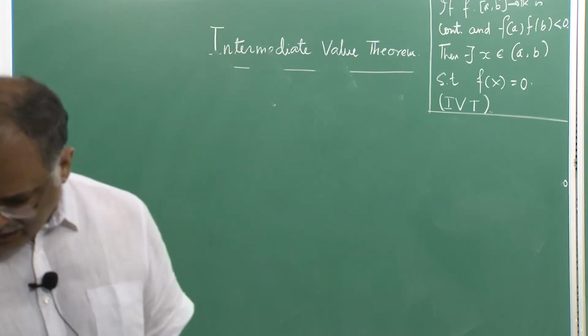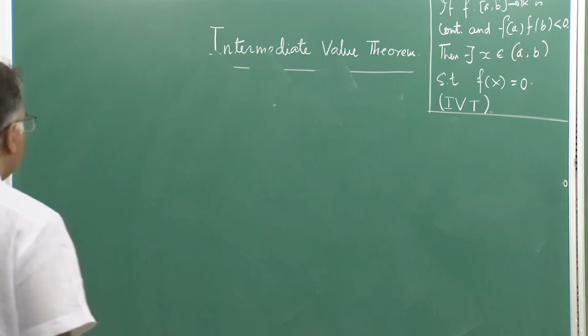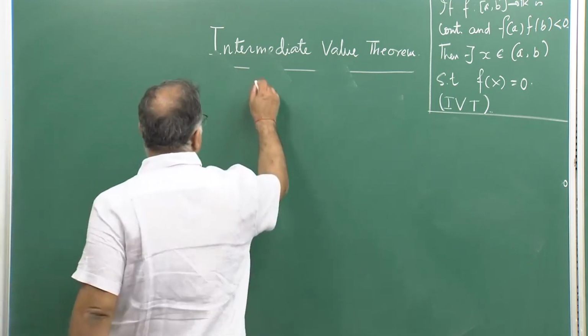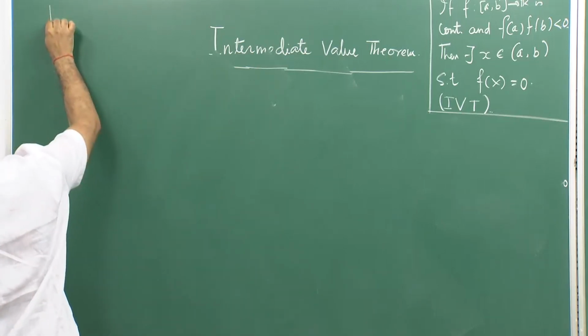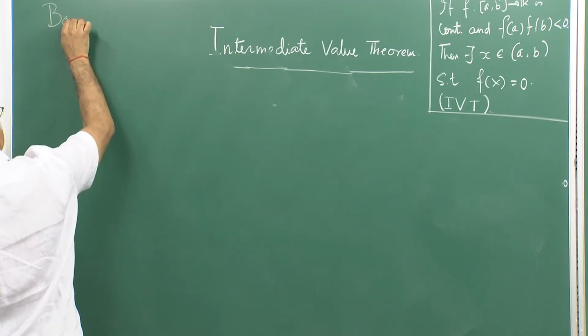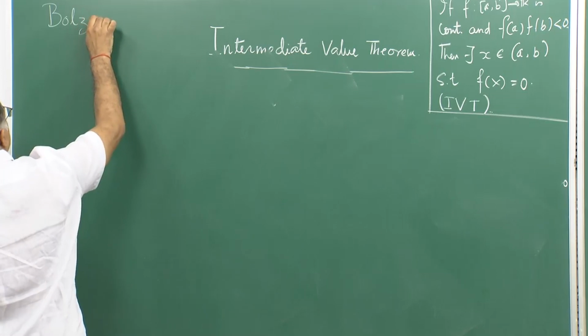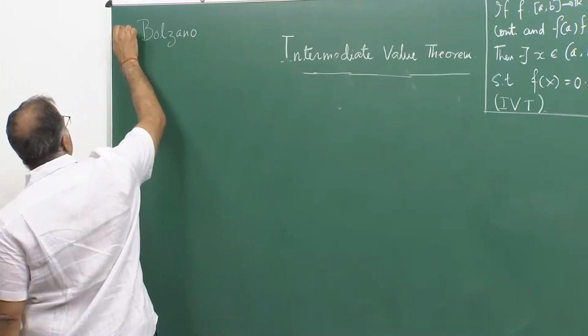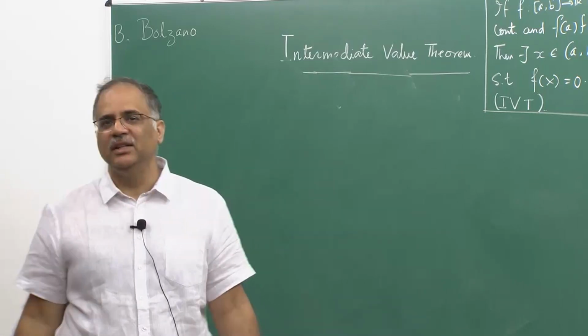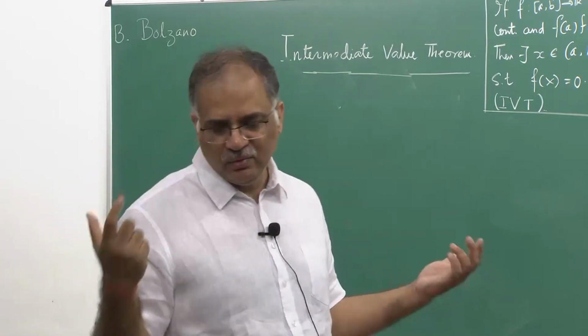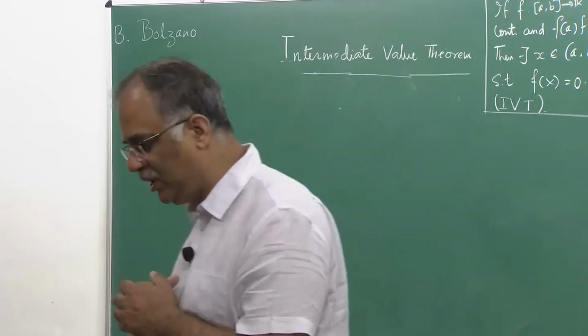Now, here is another form of intermediate value theorem. If I go a little bit into the history, this intermediate value theorem was first proved by Bernard Bolzano, and Bolzano, by the way, was a priest in the beautiful city of Prague, which is now the capital of the Czech Republic.